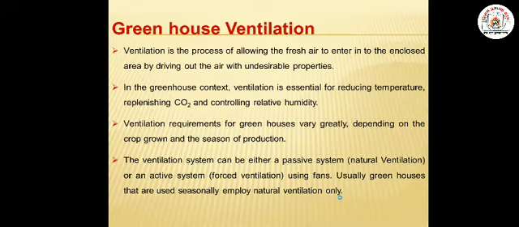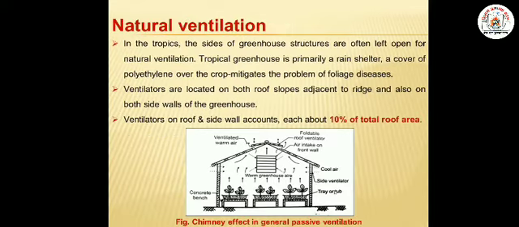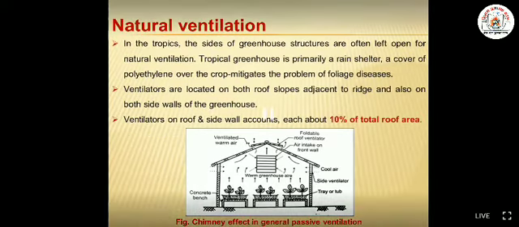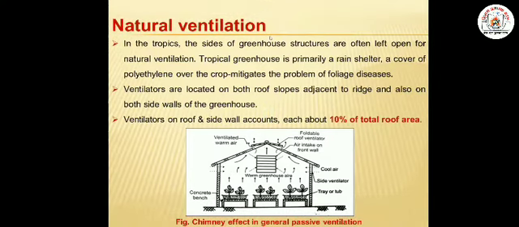Let us see the first ventilation system, that is natural ventilation, or we can say passive ventilation system. Here in the tropics, the sides of the greenhouse structures are often kept open for natural ventilation. A tropical greenhouse is primarily a rain shelter, a cover of polyethylene over the crop that mitigates the problems of foliage diseases. Okay.